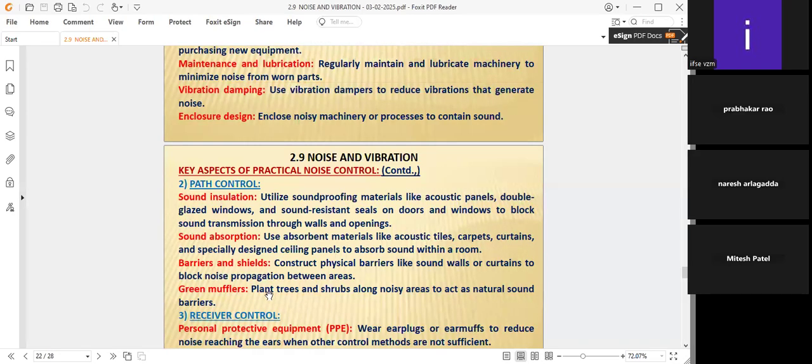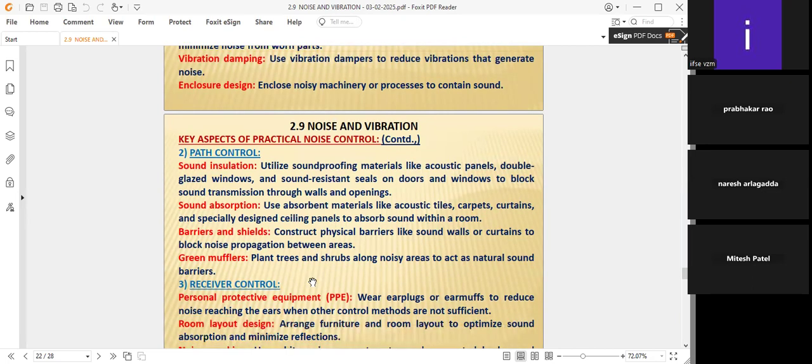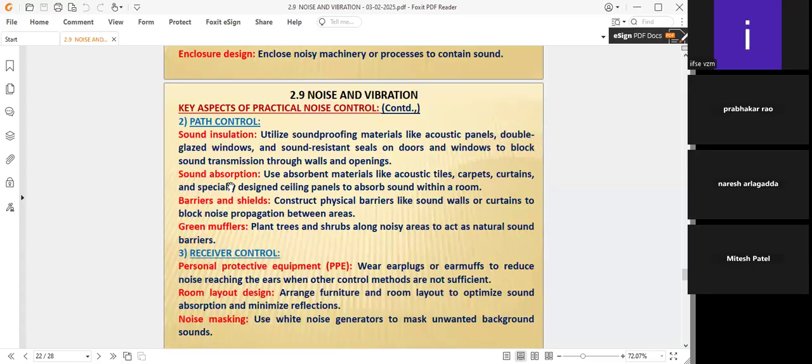The green mufflers: we can plant trees and shrubs along the noisy areas to act as natural sound barriers also. Planting trees is very important. Working as a green barrier, before reaching the receiver, the sound will be absorbed by the plants also. That is environment friendly also.